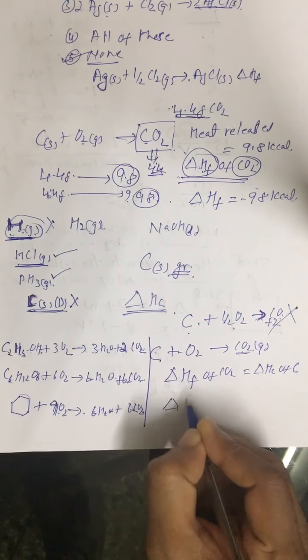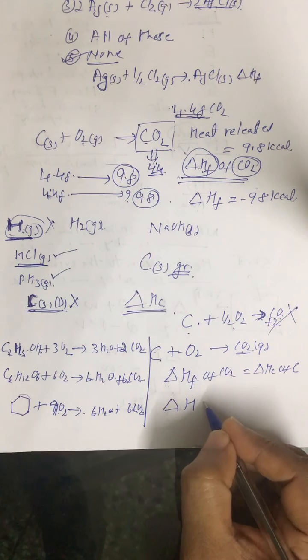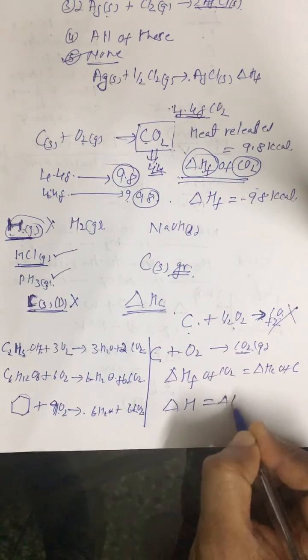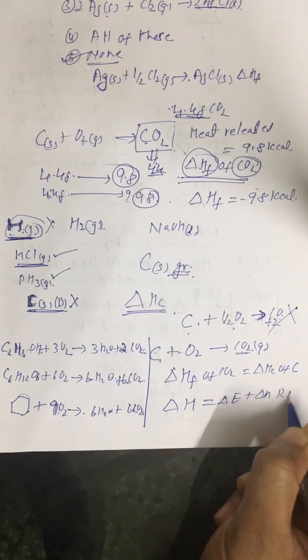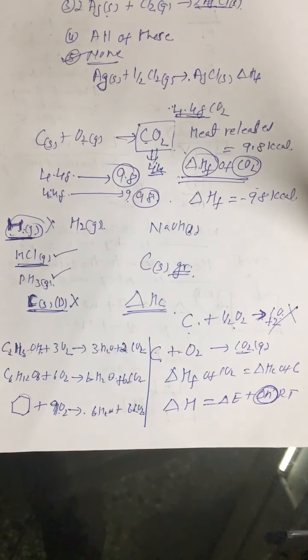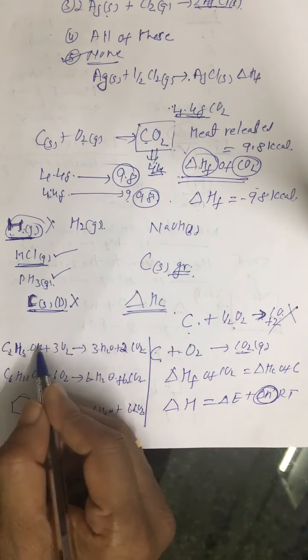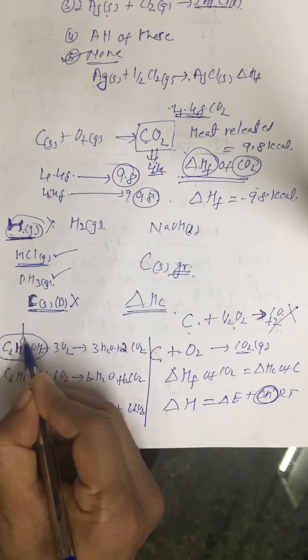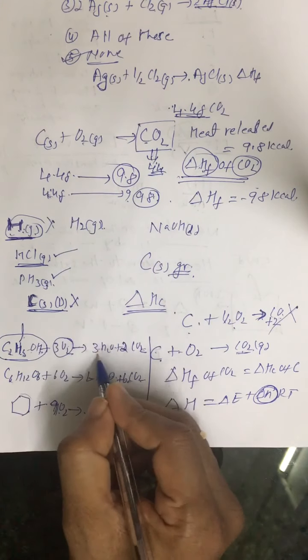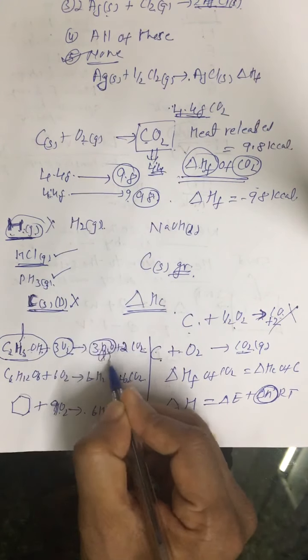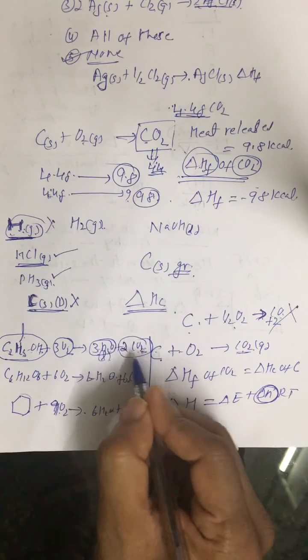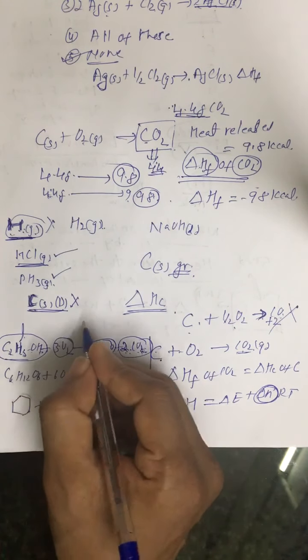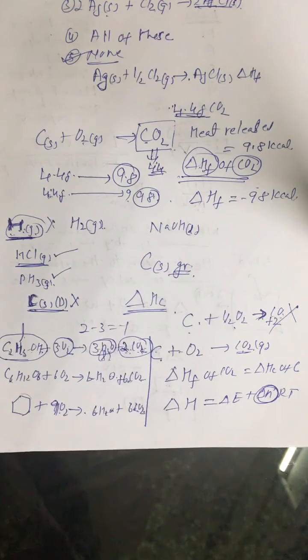You should also be careful. There is a relation between delta H and delta E, that is delta H is equal to delta E plus delta nRT. Delta n is change in number of moles. While calculating delta n, you should know the physical state of ethanol, which is liquid. Oxygen is gas, and the standard state of H2O is liquid, and CO2 is gas. So it is 2 minus 3.